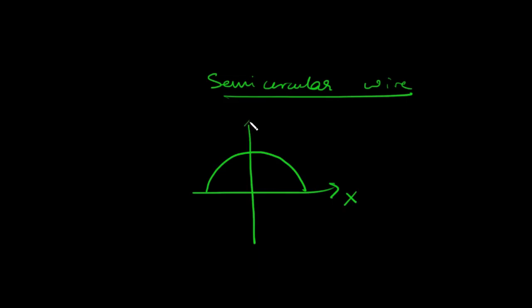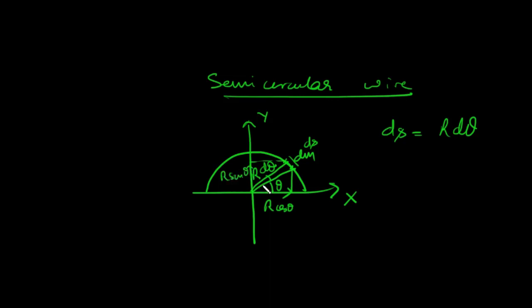Doing similarly, you take this axis as x, this axis as y, and this elemental mass as dm, right? dm forms an angle theta with the x-axis, and dm has a width d theta. dm has a length of ds, and in standard notations we can write ds equal to r d theta, where r is the radius of the semicircle. And now we see the coordinates of dm. Again, these are r cos theta and r sin theta. These are the two coordinates of dm.